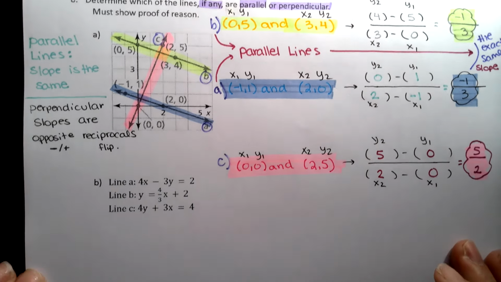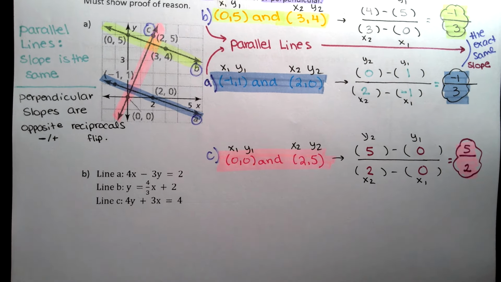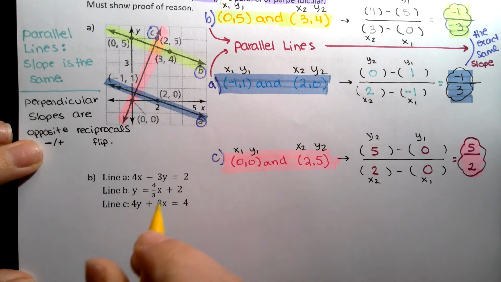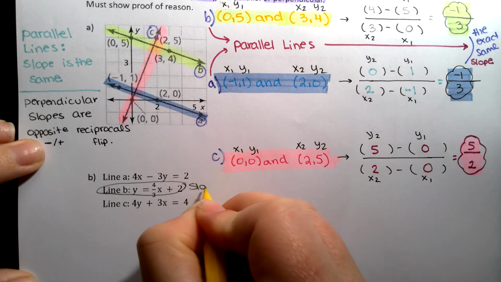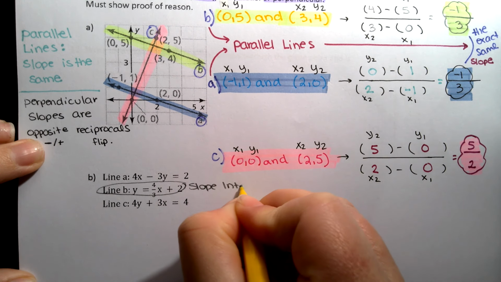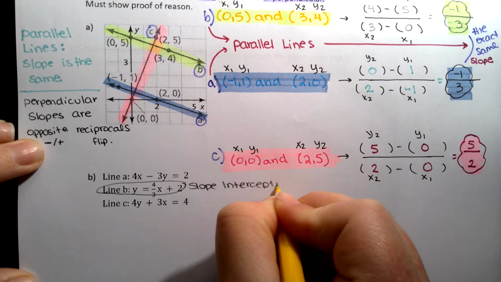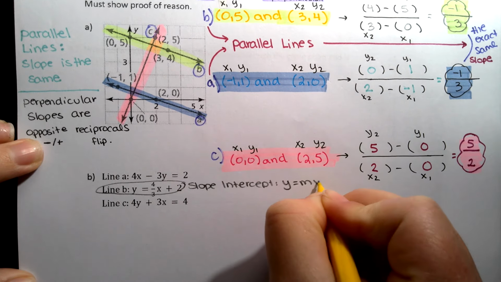Okay, moving on to B. Now, B is giving us 3 different equations, line A, B, and C. They are not giving us a picture. No, you do not graph these. We are still going to be comparing our slopes. But in order to compare each slope, we have to convert these into slope-intercept form. Now, this one is already in slope-intercept form, which is, again, y equals mx plus b.